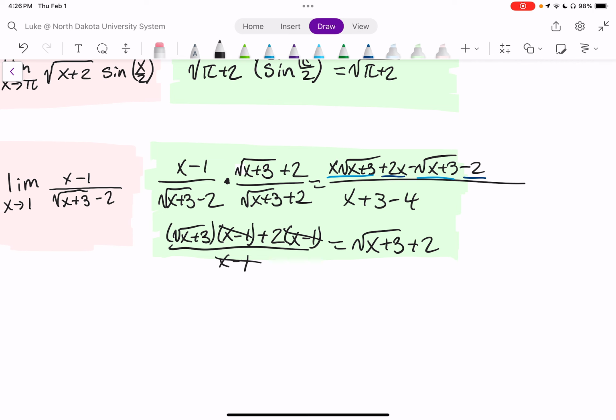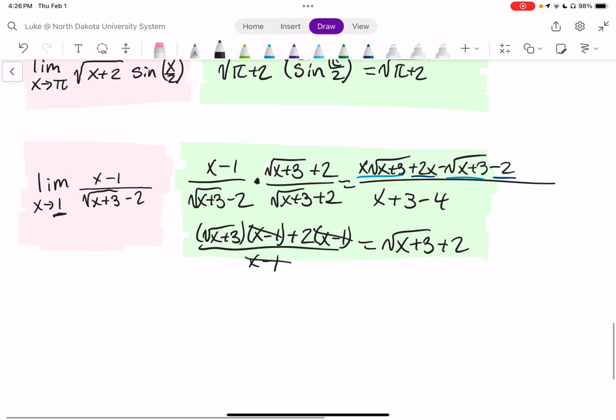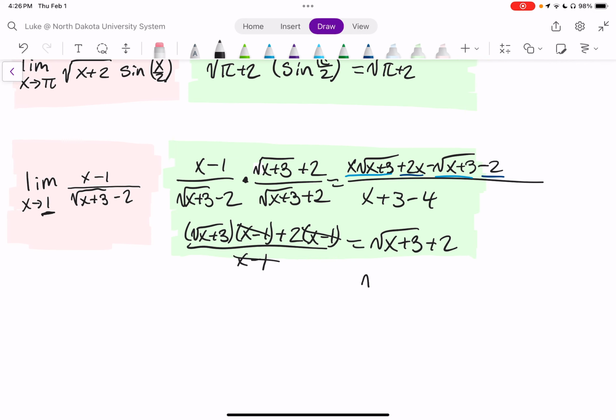We're evaluating as x approaches 1. So putting 1 in there, square root of 1 plus 3 plus 2. 1 plus 3 is 4. The square root of 4 is 2. And so that's going to equal 4 for our answer there.